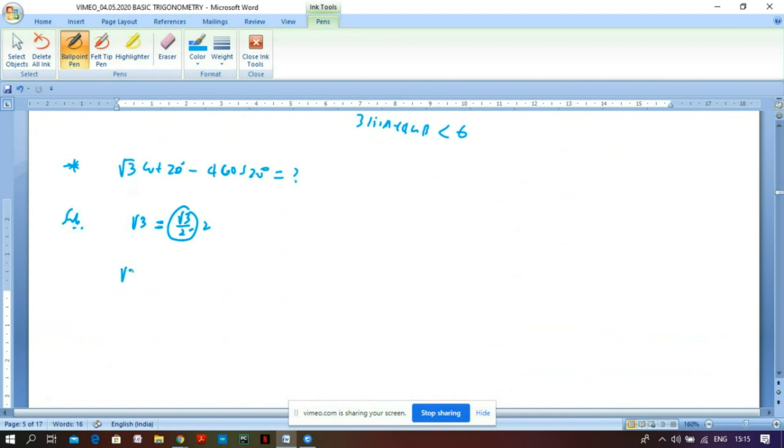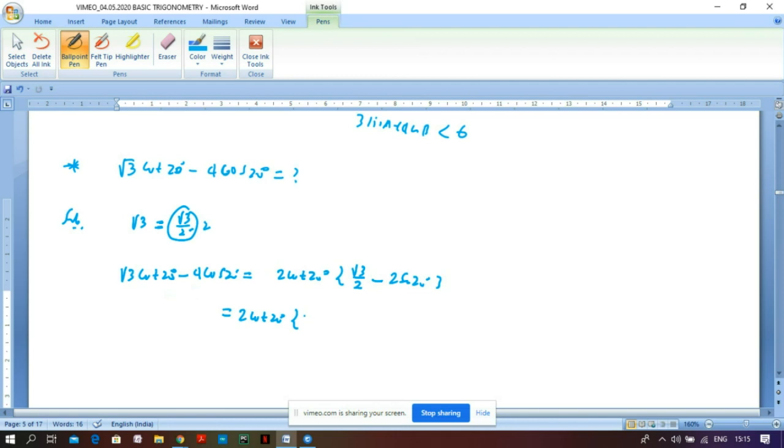So what I'll do is write root 3 cot 20 minus 4 cos 20 degrees, and take out 2 cot 20 common. Why 2? Because root 3 by 2 I want. So this is root 3 by 2, and this is already out, and minus 2 sin 20 degrees. That is your expression. That is equal to, now, 2 cot 20 you keep.